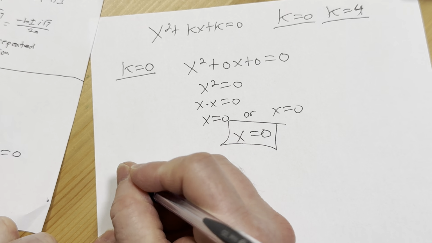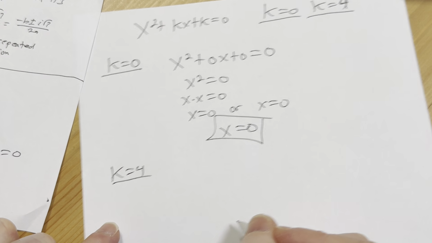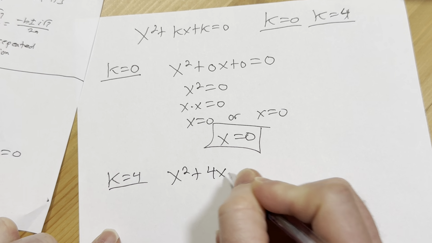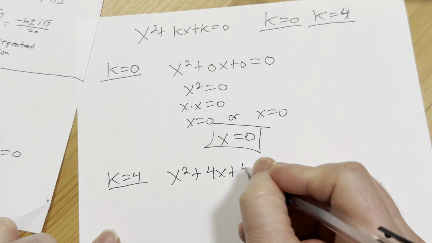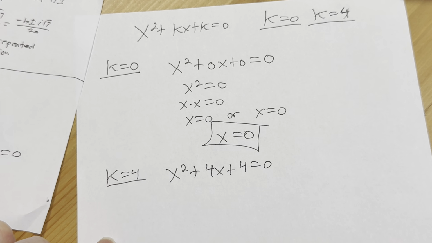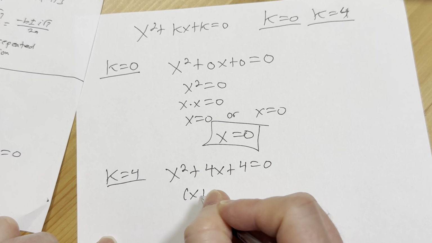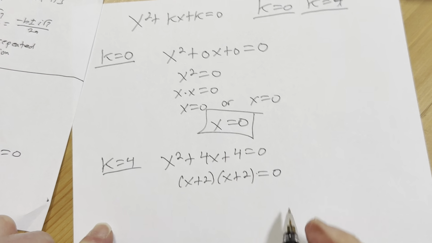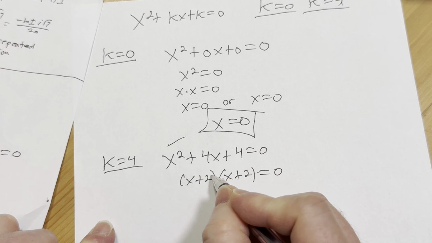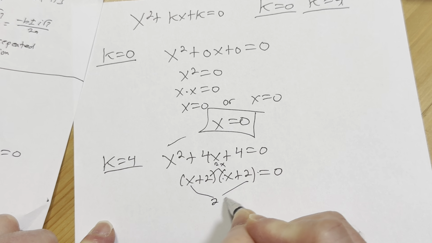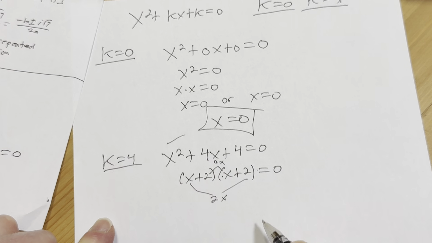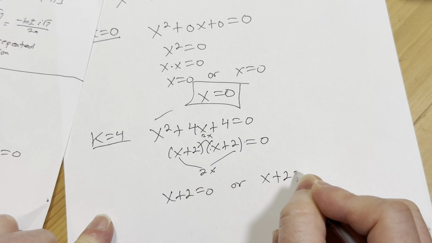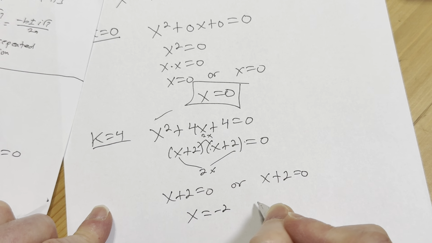Let's do k equals 4. When k is 4, we have x squared plus 4x plus 4 equals 0. This is a perfect square trinomial. It factors: x plus 2 times x plus 2, or x plus 2 quantity squared. You can check. x times x is x squared. 2x and 2x give us 4x. 2 times 2 is 4. Boom, like a pro. So x plus 2 is 0, or x plus 2 is 0. So x is negative 2, or x is negative 2.